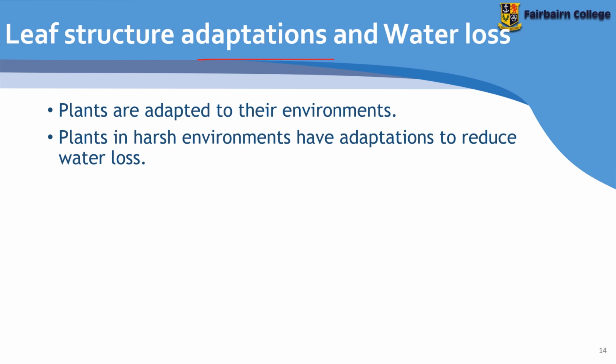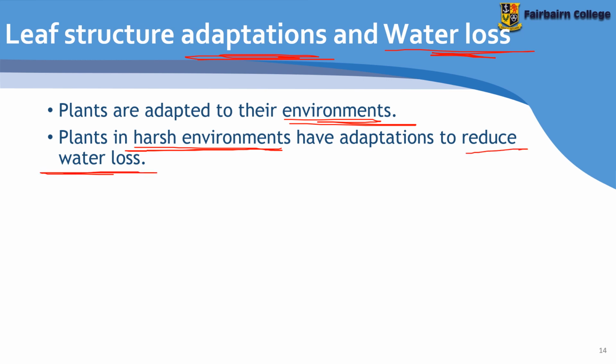Next, we're going to look at adaptations of plants to reduce water loss. Plants are adapted to their environments, but not all plants have the same adaptations because not all plants are in the same environments. Plants that live in very harsh environments need adaptations to help them reduce water loss. Plants in arid or desert conditions have special adaptations to not lose too much water, and we're going to look at those now.